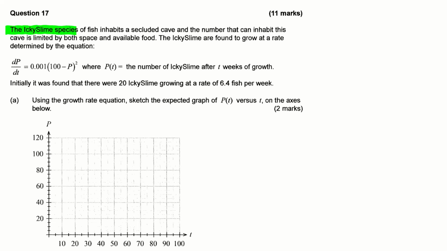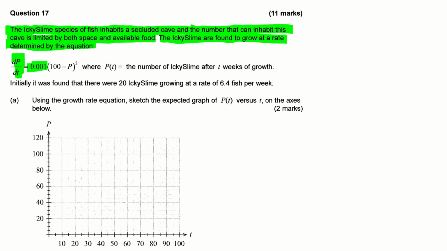The icky slime species of fish inhabits a secluded cave, and the number that can inhabit this cave is limited by both space and available food. The icky slime are found to grow at a rate determined by the equation dp/dt = 0.001(100 - p)^2, where p(t) equals the number of icky slime after t weeks of growth.